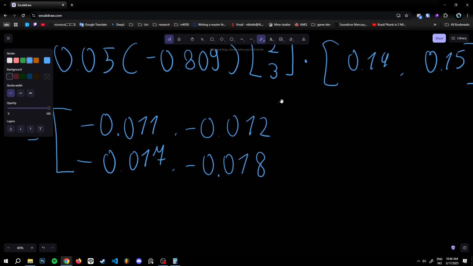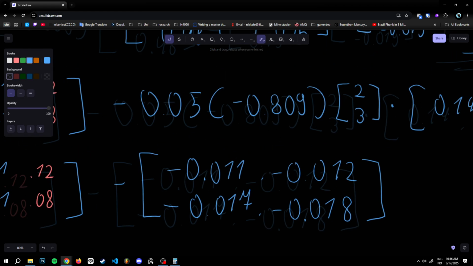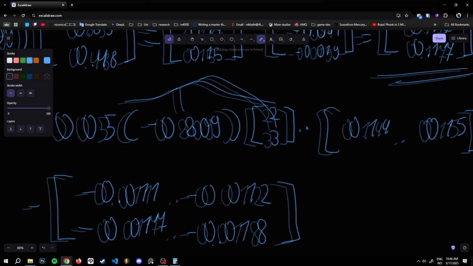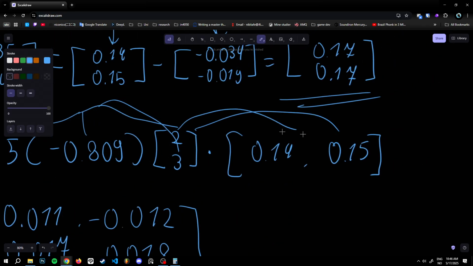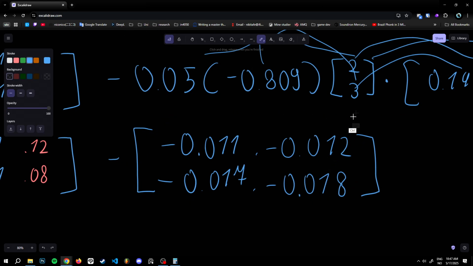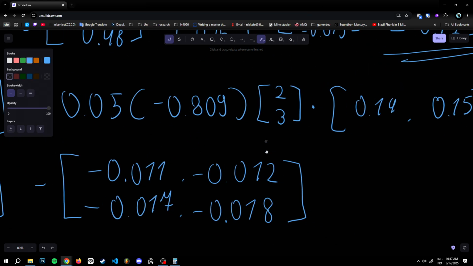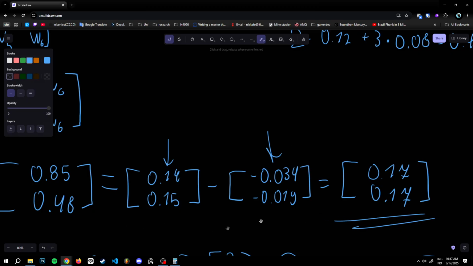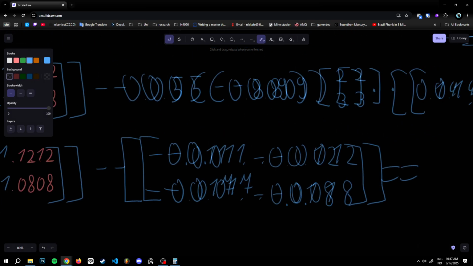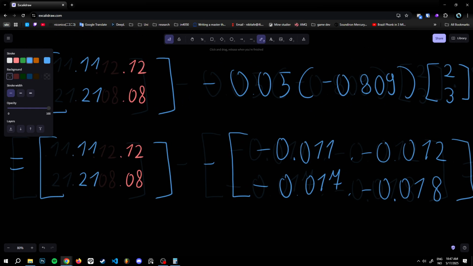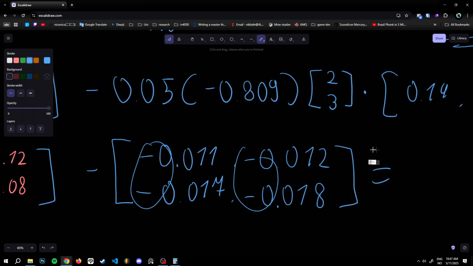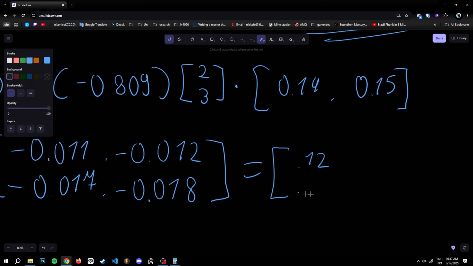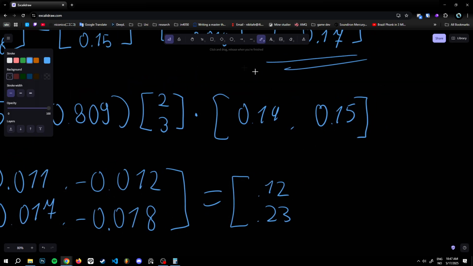So now we have calculated these two together multiplied by this, then multiplied by this, then this one is multiplied by this, and we get this outcome. In the end, as we did before with matrix subtraction, we subtract this matrix from this matrix, and because these values are negative, negative and negative gives positive. Very fundamental math concept. In the end it will be 0.12 and 0.23 for the first two weights.